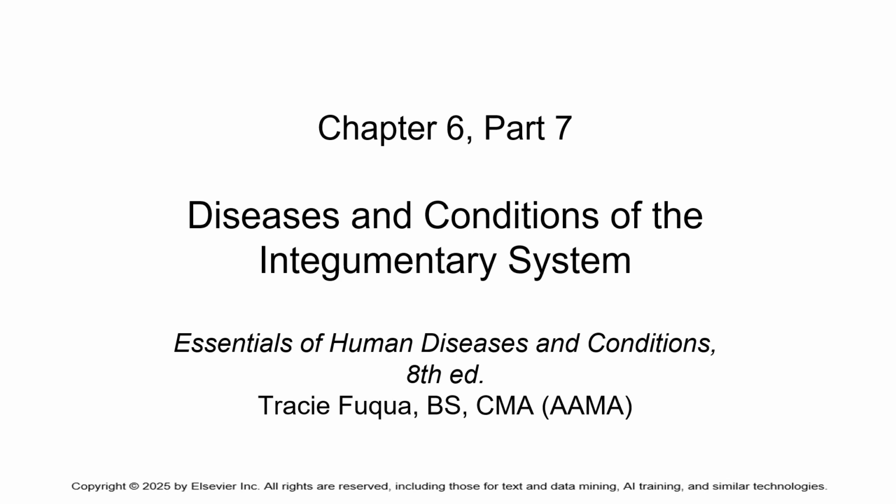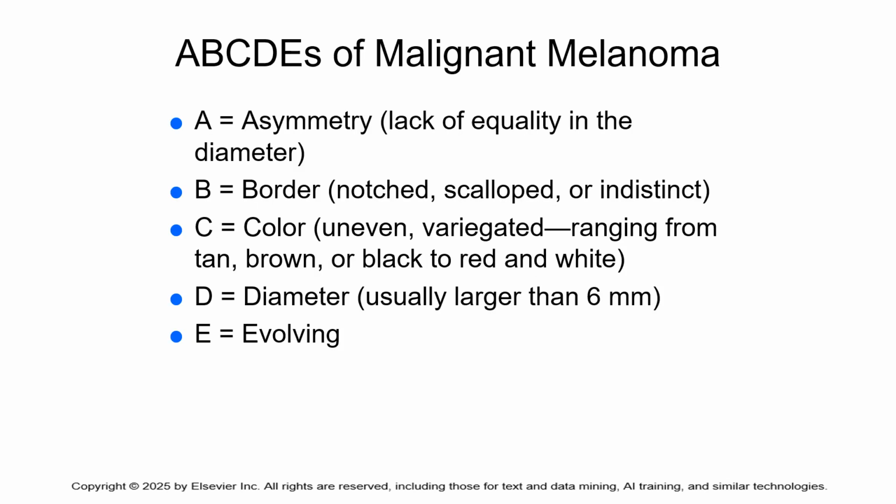This chapter covers integumentary or skin diseases and disorders. In skin cancers, especially in concern for a melanoma, any change in the size, the shape, the color, the elevation, or any other appearance change in the lesion, such as bleeding, itching, crusting, would be considered a danger sign. The ABCDEs of malignant melanoma: A is asymmetry.